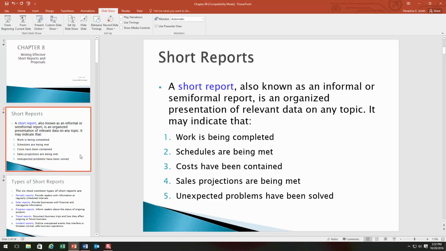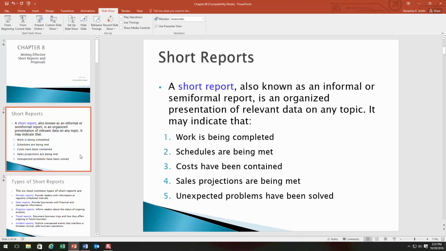So what is a short report? A short report, also known as an informal or sometimes a semi-formal report, is an organized presentation of relevant data on any topic. In the workplace it can include a report of work that's being completed, schedules that are being met, costs that have been contained, sales projections that are being met, or unexpected problems that have been solved. Short reports are used often in the workplace.